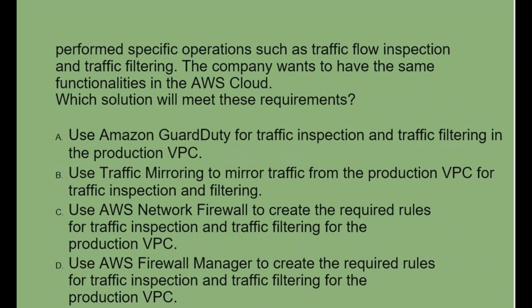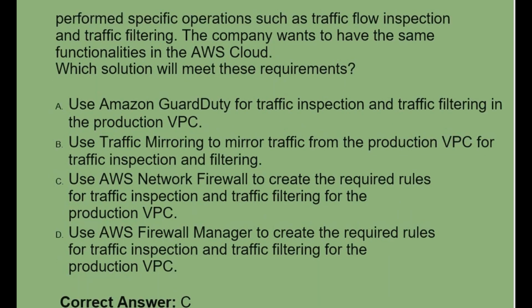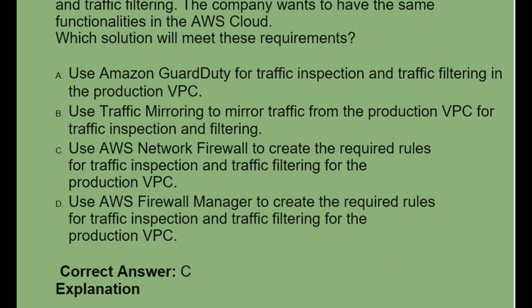Option A. Use Amazon GuardDuty for traffic inspection and traffic filtering in the production VPC. Option B. Use traffic mirroring to mirror traffic from the production VPC for traffic inspection and filtering. Option C. Use AWS Network Firewall to create the required rules for traffic inspection and traffic filtering for the production VPC. Option D. Use AWS Firewall Manager to create the required rules for the traffic inspection and traffic filtering for the production VPC. Correct answer is option C.